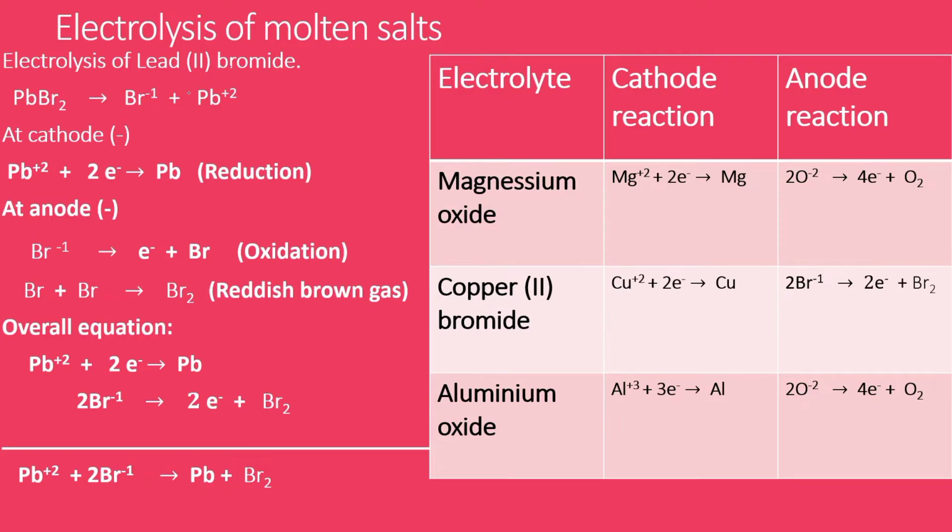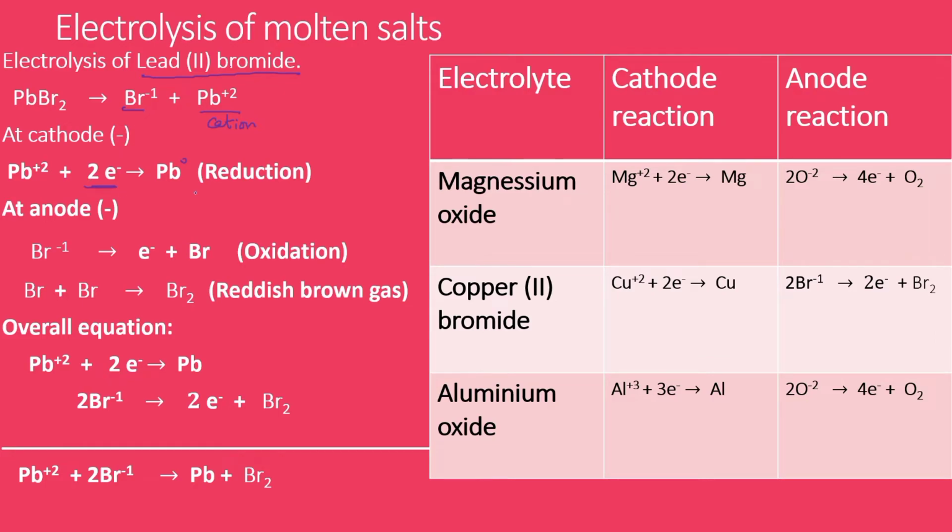Now we can also see the electrolysis of other molten salts like lead bromide. Again, lead bromide will ionize to form bromide ions and lead ions. Now at the cathode, what will happen? The cations, which are the lead ions, will move towards the cathode and they will get discharged by gaining electrons, and you will get neutral lead over there by the process of reduction. So lead is gaining electrons and gain of electrons is reduction.